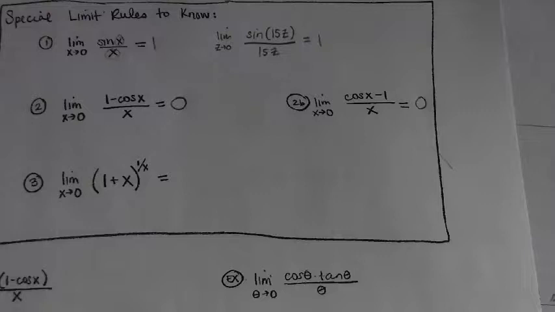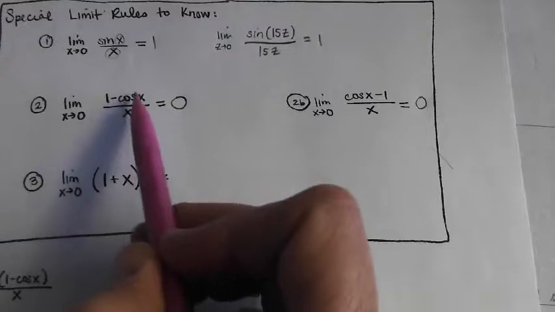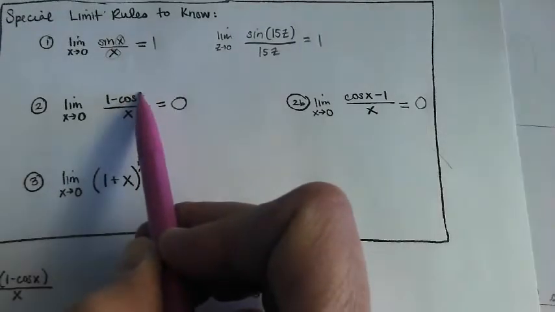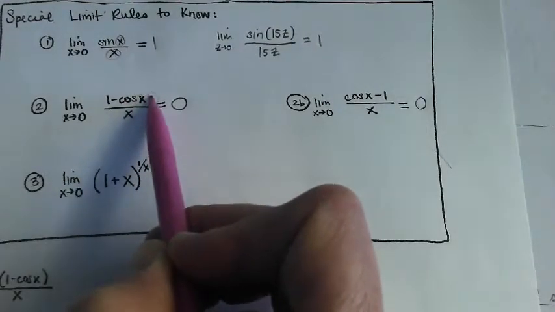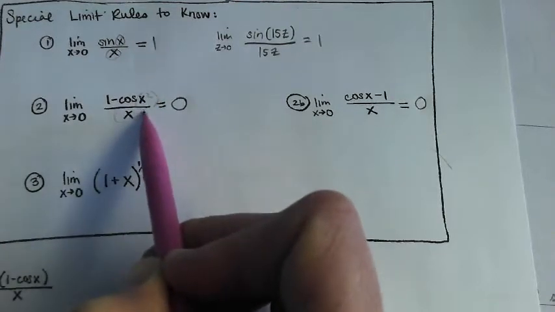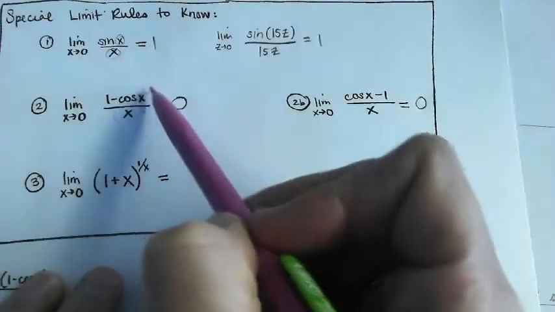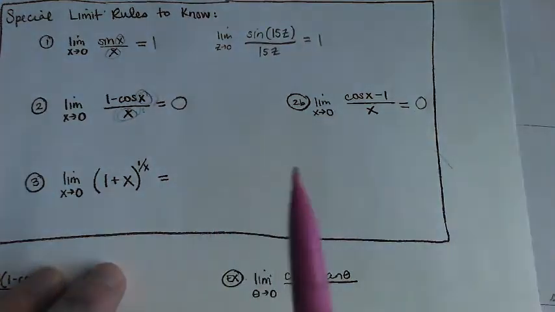Josh? Not 1 minus cosine squared. If they wanted you to find 1 minus cosine of x squared over x squared, that would be okay, as long as this and this are the same. Okay?